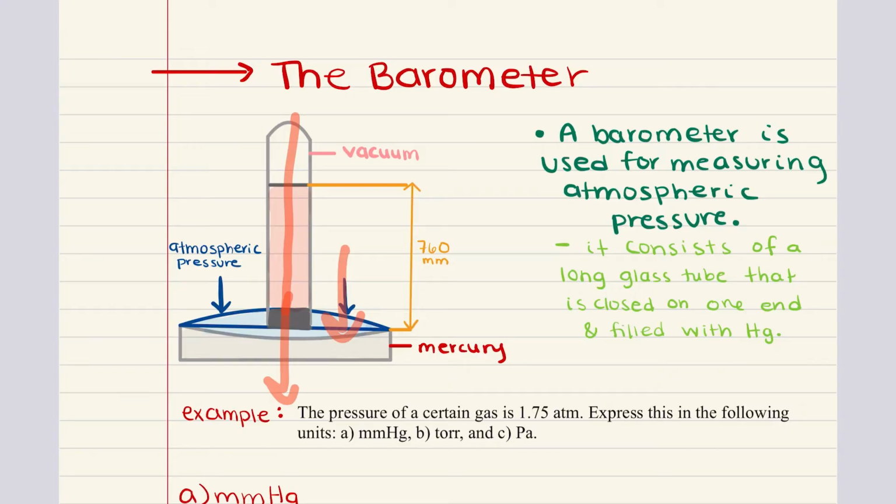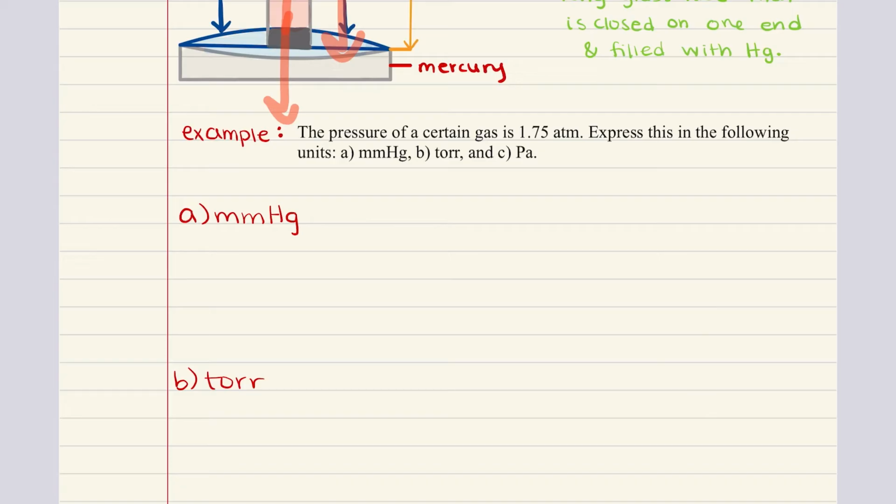What we want to do next to solidify this objective is do a couple of practice problems that help us do some pressure unit conversions. This problem says, the pressure of a certain gas is 1.75 atmospheres. Express this in the following units: millimeters of mercury, torr, and pascal. Okay, great. Let's go ahead and do that, starting with A.